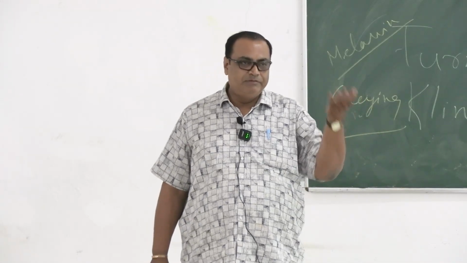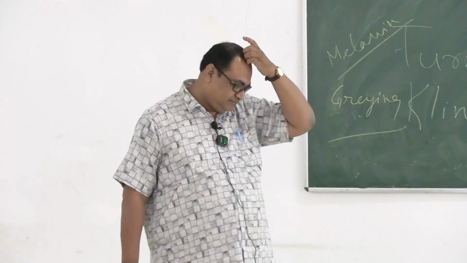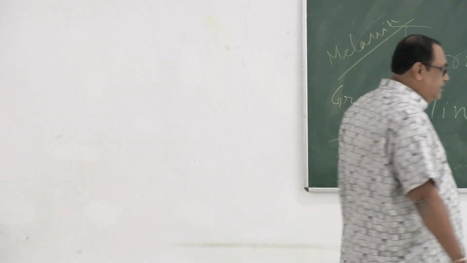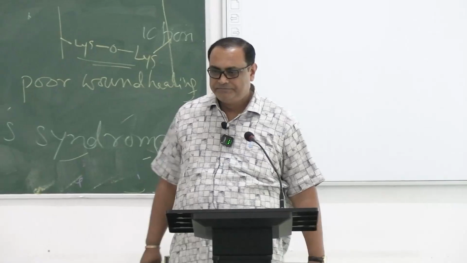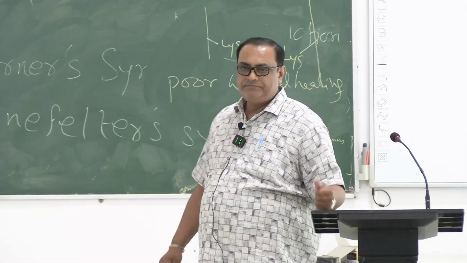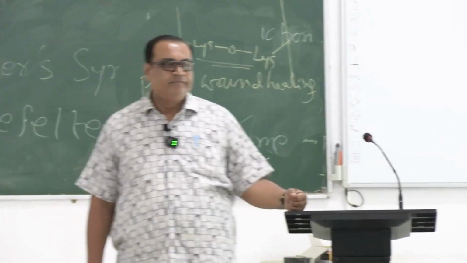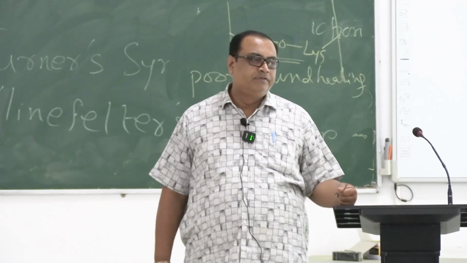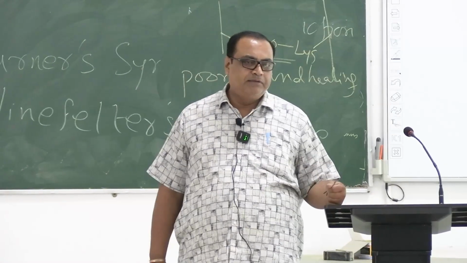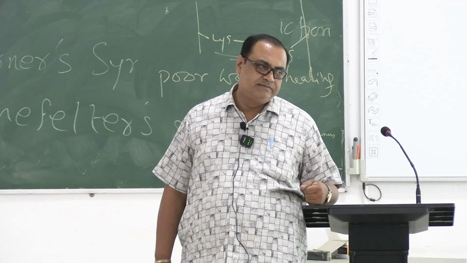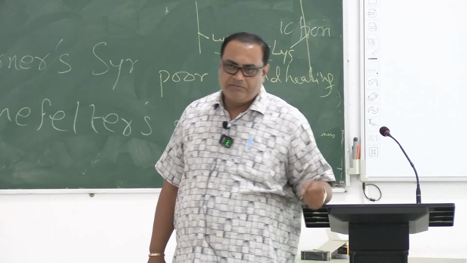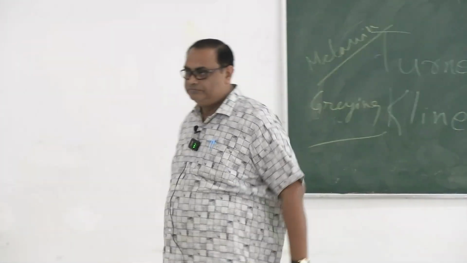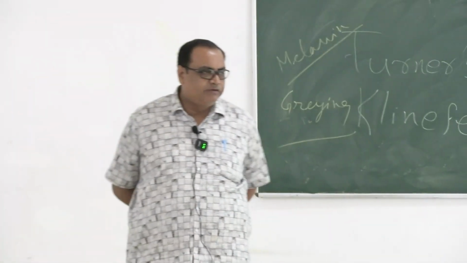Where did you find it? Anyone? In catabolic pathway of something. In catabolic pathway of catecholamines, epinephrine, norepinephrine, dopamine. The catabolic pathway of catecholamines contain MAO. What is the catabolic end product of catecholamines?